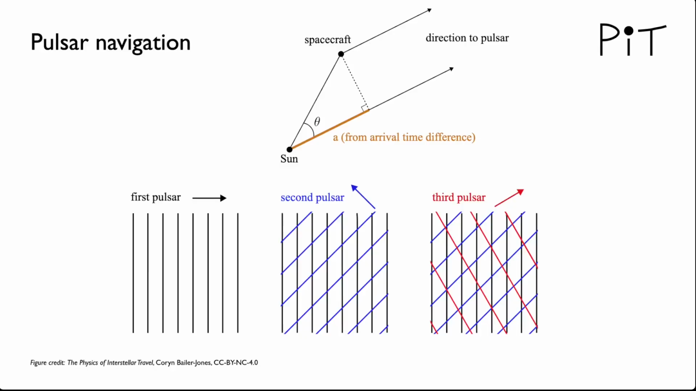Pulsar navigation has been tested in Earth's orbit by both NASA and the Chinese Space Agency, showing that positional accuracies of between 10 and a few tens of kilometers can be achieved. The principle of pulsar navigation has some relation to global navigation satellite systems, such as GPS and Galileo, and I describe this connection in the chapter.